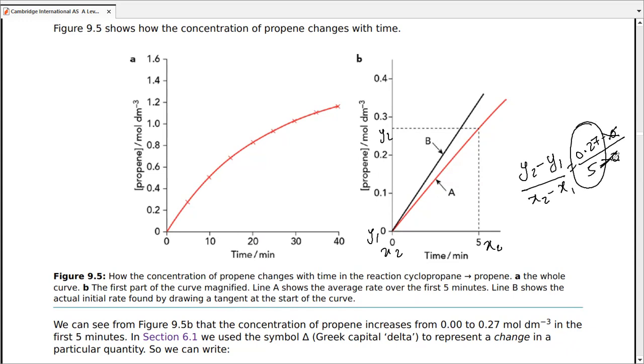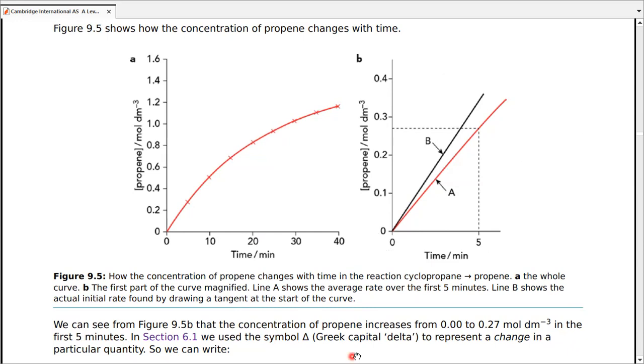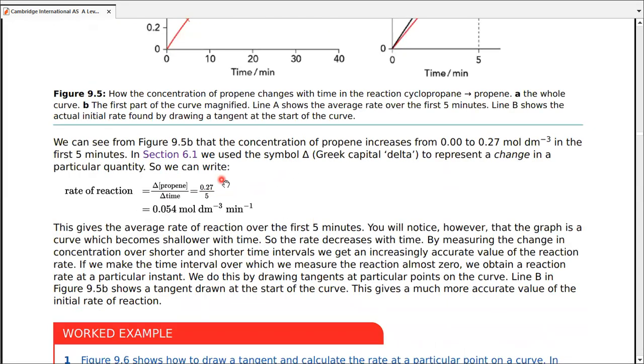But that doesn't mean every other value is done in the same way. These are only the first values for which we can write it like this. For every upcoming value after the first value, you're supposed to go with y2 minus y1 over x2 minus x1. That's the way we actually perform it. This is x1 actually. So in this specific case, 0.27 minus 0 and 5 minus 0, the answer comes out to be this. This gives the average rate of reaction over the first 5 minutes.